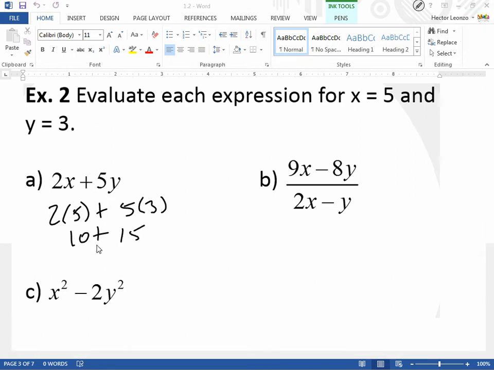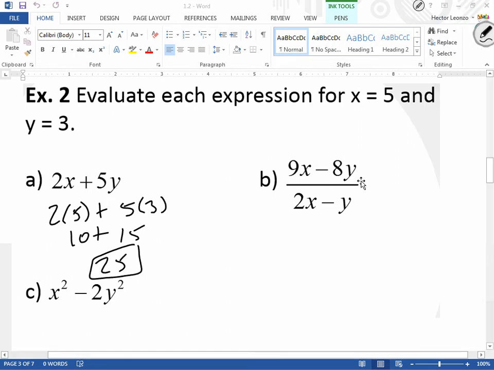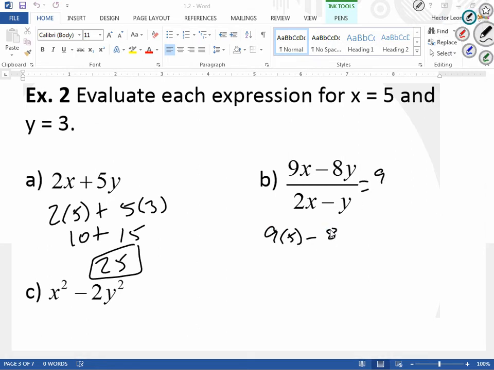Notice I didn't do anything with the addition. I just copied it because remember, order of operations, we add last. 10 plus 15, I'm going to call that 25. Here on the top, I have 9 times 5. Well, actually, let me write it at the bottom. I have 9 times 5 minus 8 times 3 over 2 times 5 minus 3.